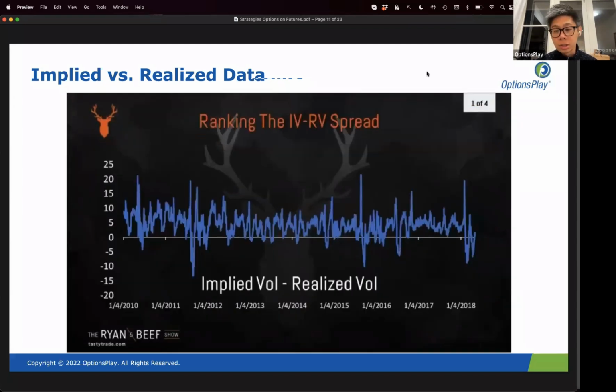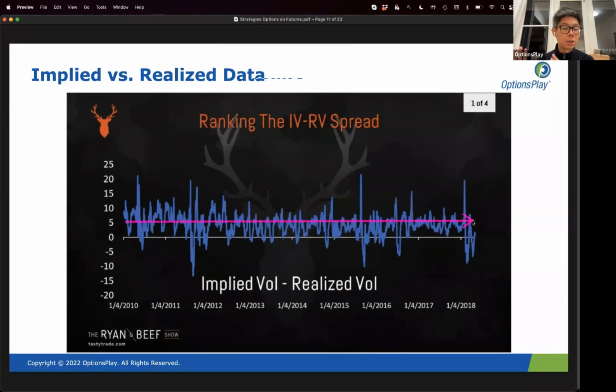This is the same data set across a higher frequency from 2010 to 2017. So what you have are very short periods where implied volatility underestimates realized volatility. But as you can see, the vast majority of the data set is where the implied volatility is higher than the realized volatility. And for the S&P 500, it probably averages about 5% higher, maybe 4 to 5% above.